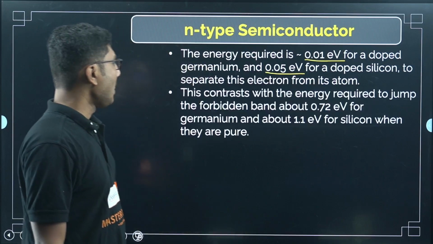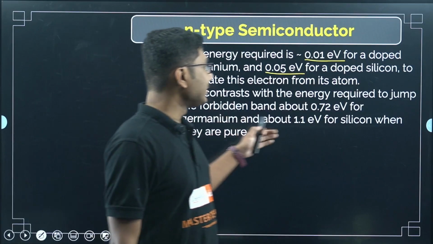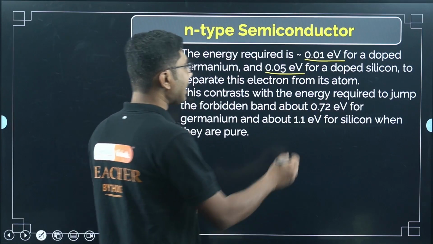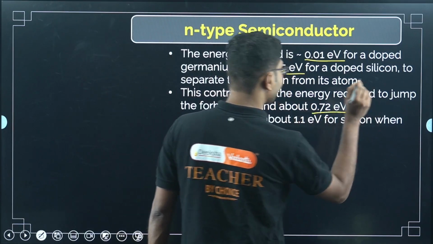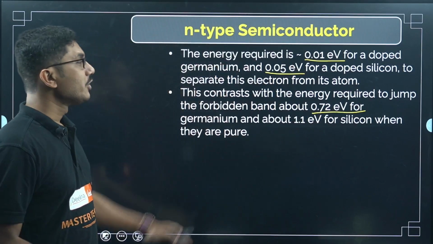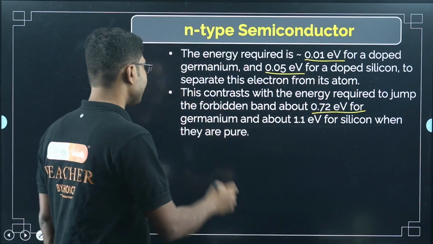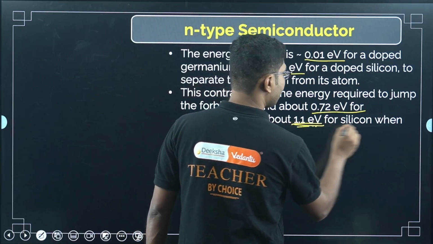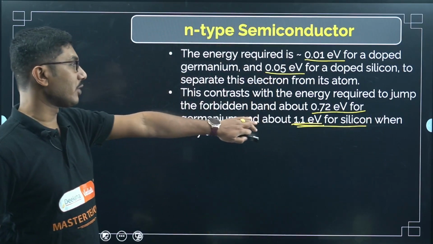Now, contrast this with the energy required to jump the forbidden band. I said I will discuss it. It is about 0.72 electron volt for germanium, and about 1.1 electron volt for silicon. Now you should remember this 1.1 electron volt.